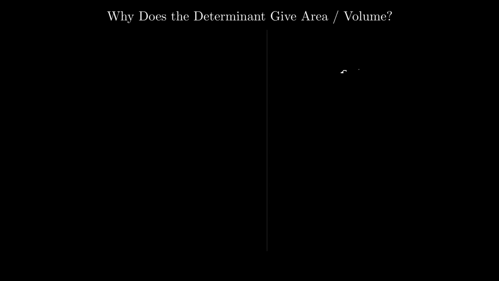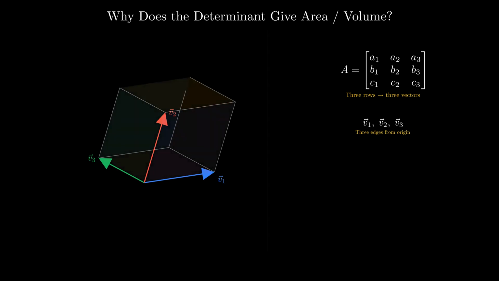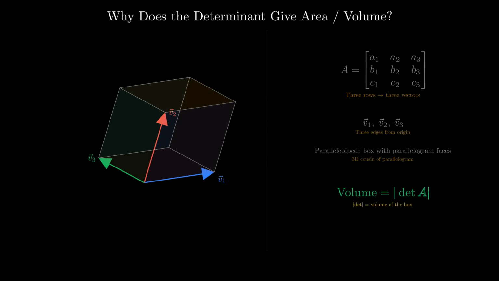This idea extends beautifully to 3 dimensions. Take a 3 by 3 matrix. Its 3 rows become 3 arrows from the origin, 3 edges of a shape called a parallelepiped. A parallelepiped is the higher dimensional cousin of a parallelogram. It's a box whose faces are all parallelograms. And the absolute value of the determinant equals the volume of that box.